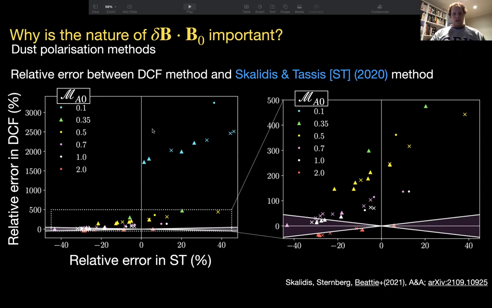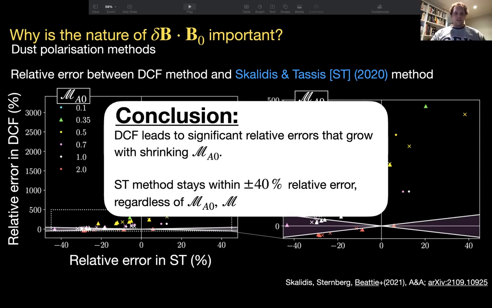So you can see this is the most subalfvenic simulations here. Here's the relative error in the DCF. Here's the relative error in this new method. And you can see you get gigantic deviations here for the subalfvenic simulations, up to 2,000 to 3,000%. And for Raphael's method, so that's what's plotted on this x-axis, you only get between -40 and 40. So it's really bounded around 40%, whereas the DCF methods are really inaccurate for subalfvenic flows.